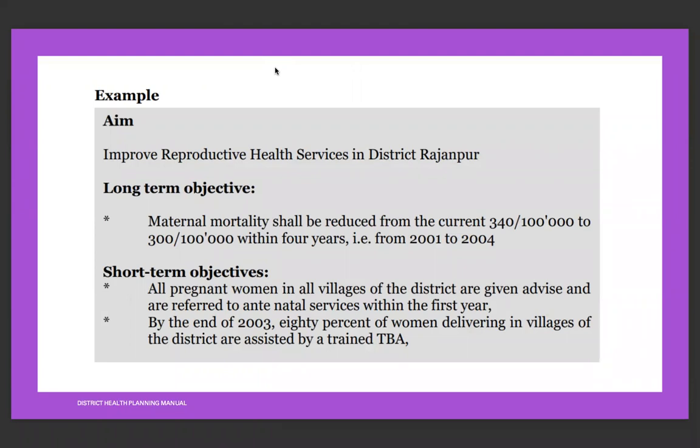Long-term objective is that maternal mortality shall be reduced from the current 340 per 1 lakh to 300 per 1 lakh within 4 years from 2001 to 2004. Short-term objectives are that all pregnant women in all villages of the district are given advice and referred to antenatal service within the first year. By the end of 2003, 88% of women delivering in villages of the district are assisted by a trained TBA.